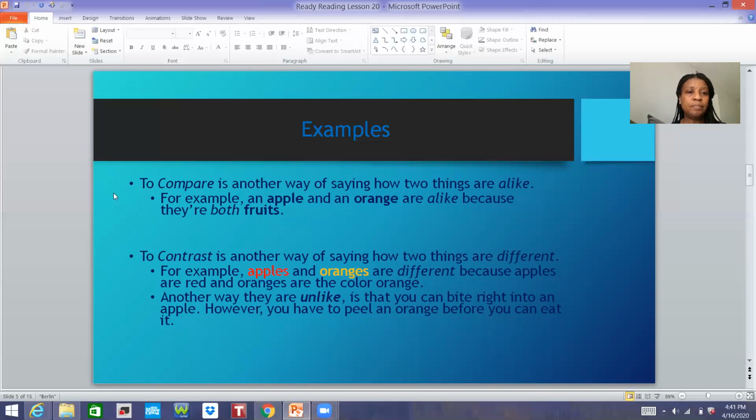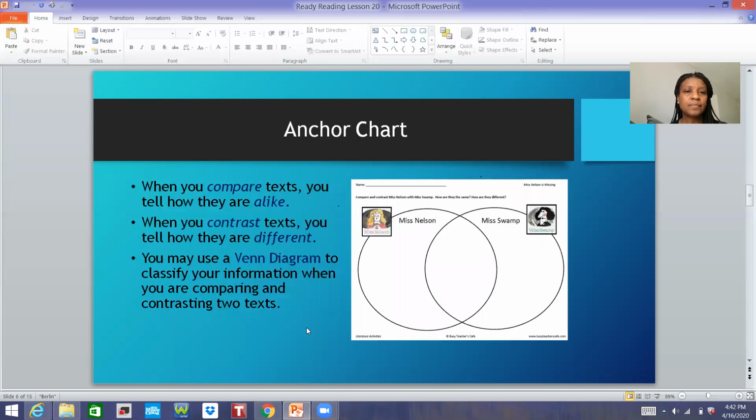For instance, when you compare, that's the same as saying how things are alike. And when you contrast, that's the same thing as saying how two things are different. Also, you may use the word unlike when you're talking about how two things are different. When you compare texts, you tell how they are alike. When you contrast texts, you tell how they are different.